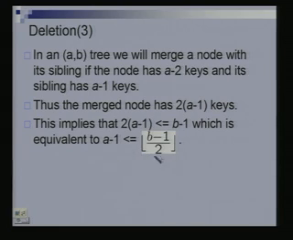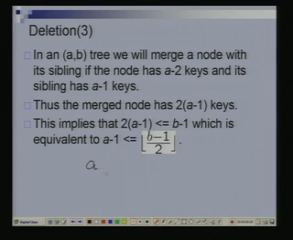So this is the property that a and b should satisfy, that a minus 1 should be less than or equal to b minus 1 by 2, right? Okay, so what is this? Let us just quickly see what this means. So given a particular value of a, what are the different values that b can take?